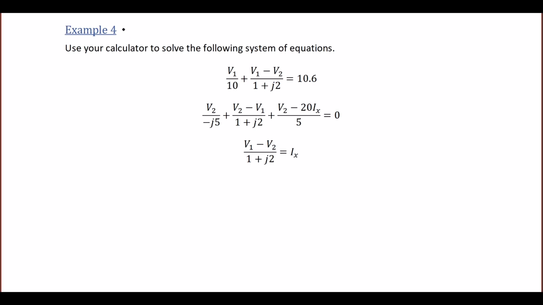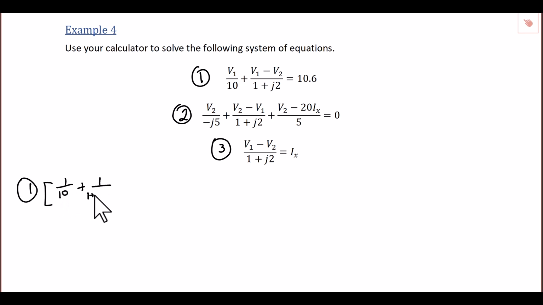Okay, let's try an example that was created from a node voltage method. So once again, we're going to have three equations, 1, 2, and 3, and we're going to collect like terms. So equation 1 becomes 1 over 10 plus 1 over 1 plus J2 times V1 plus negative 1 over 1 plus J2 times V2, and that equals 10.6.